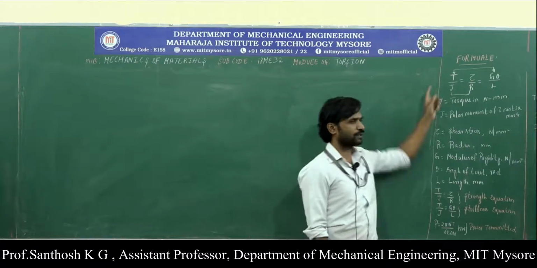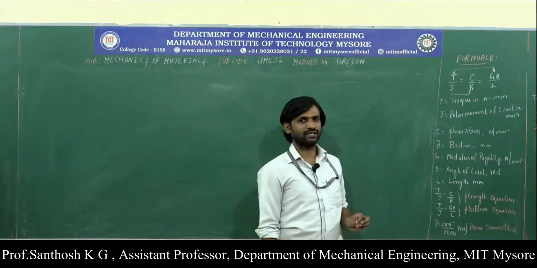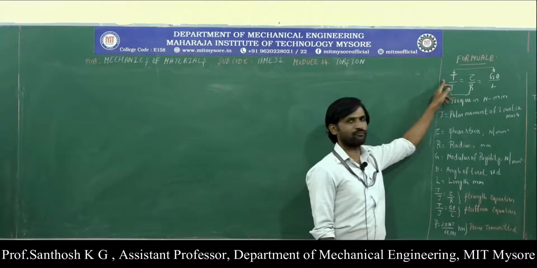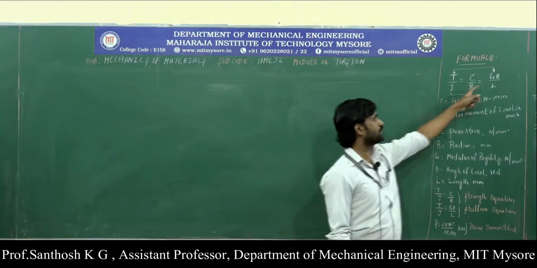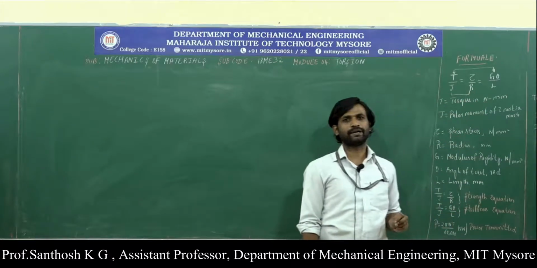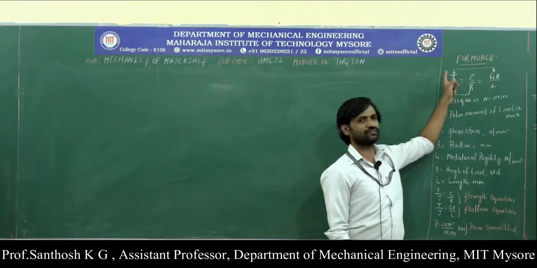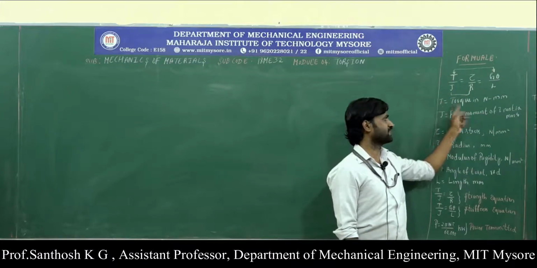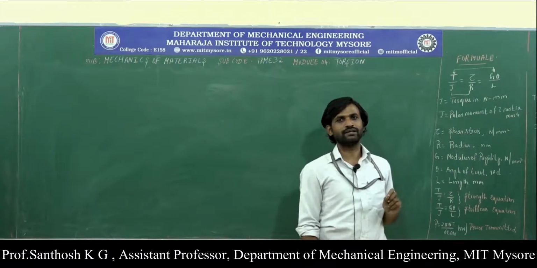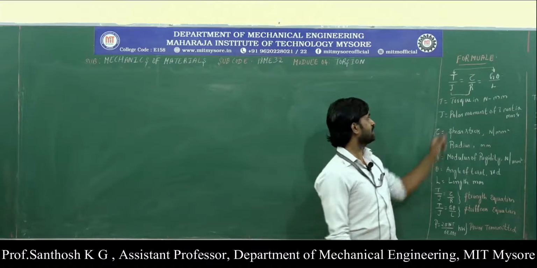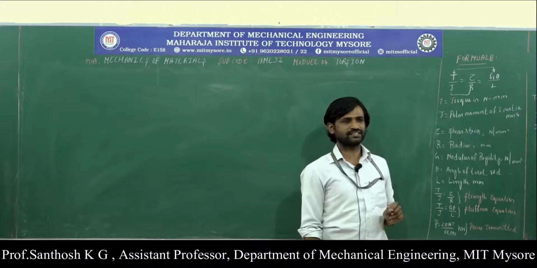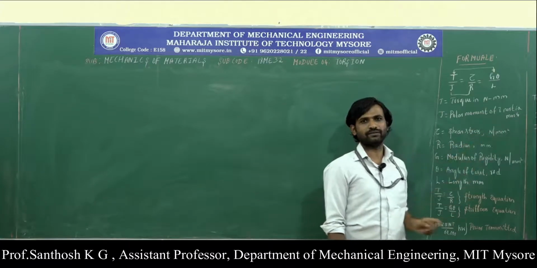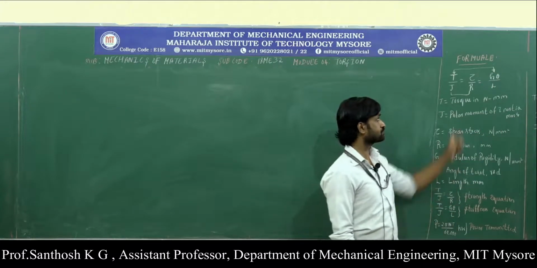So the first formula is the torsional equation. It is in the form T by J equals tau by R equals G theta by L. So in this equation, T represents the torque in Newton millimeters and J represents polar moment of inertia in millimeter to the power of 4.